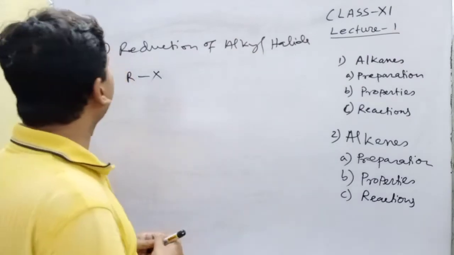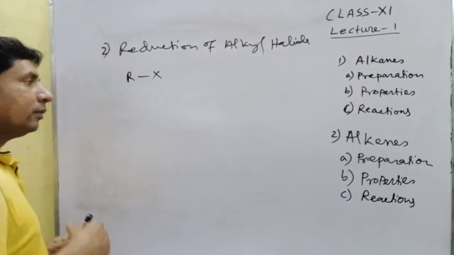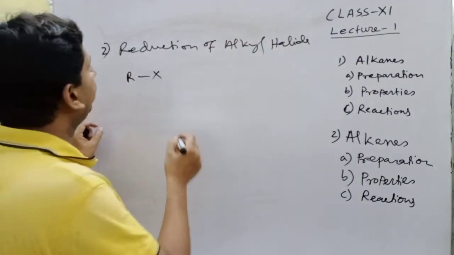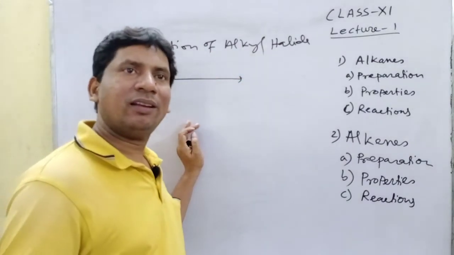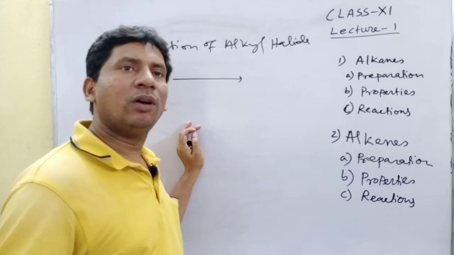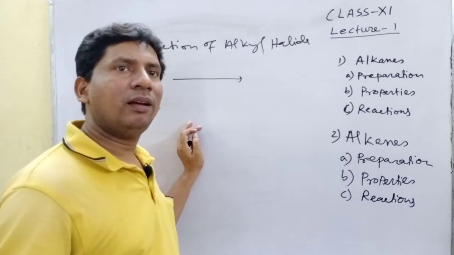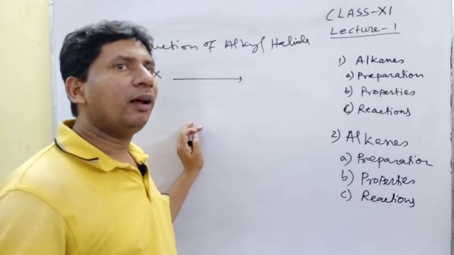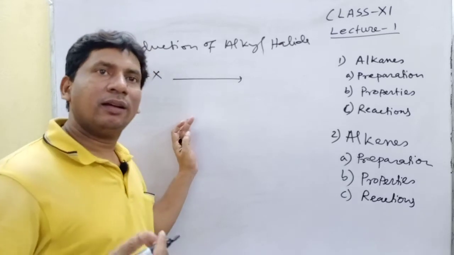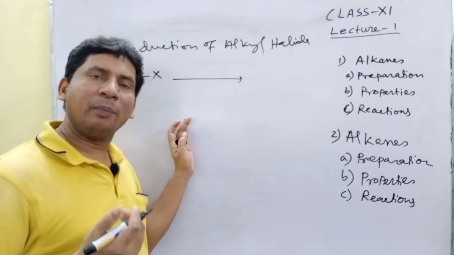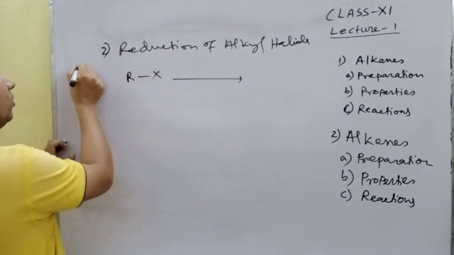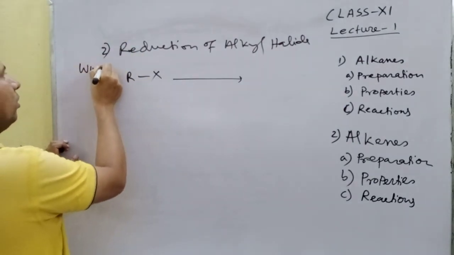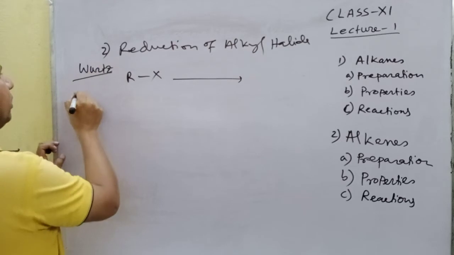So how can we get the alkane from the alkyl halide? We can use sodium metal. Clear? And in ether medium, which is actually known as the Wurtz reaction.